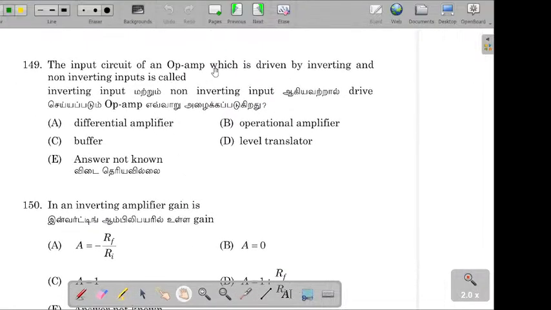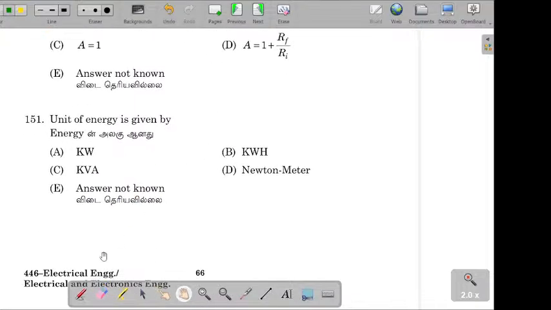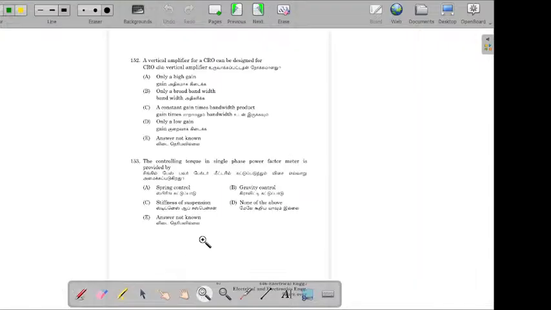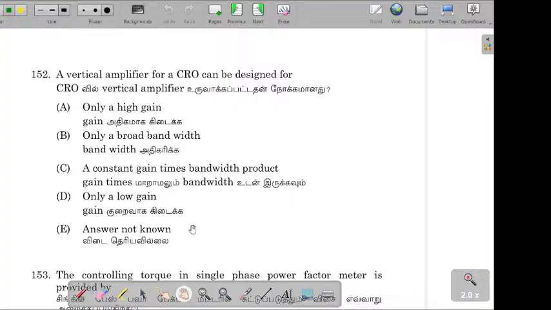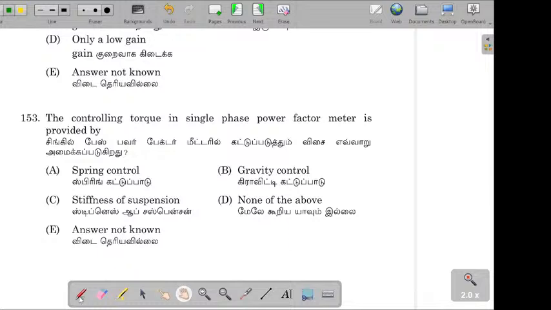The input circuit of an op amp which is driven by inverting and non-inverting input is called differential amplifier. In an inverting amplifier, gain is A equal to minus RF by RI. Unit of energy is given by kilowatt hour. A vertical amplifier for a CRO can be designed for a constant gain times bandwidth product. The controlling torque in a single phase power factor meter is provided by none of the above.